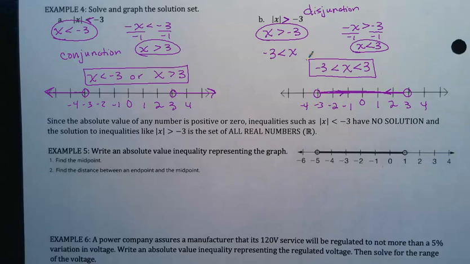All right, since the absolute value of any number is positive or 0, inequalities such as the absolute value of x is less than -3, see this negative? They have no solution, okay? No solution. And the solution to inequalities like the absolute value of x is greater than -3 is the set of all real numbers. Okay, so if it is greater than -3, then the set of all real numbers is the solution.